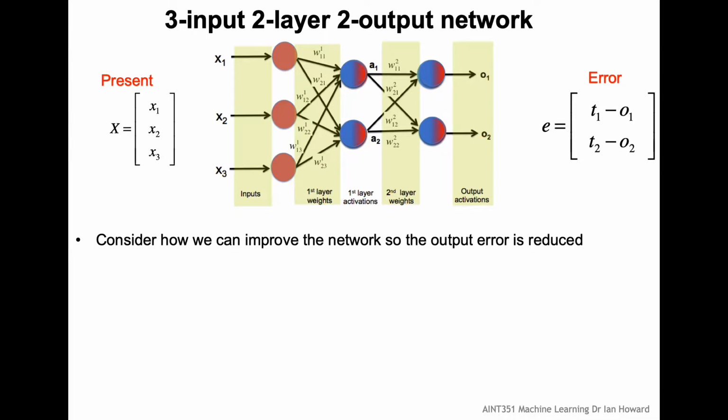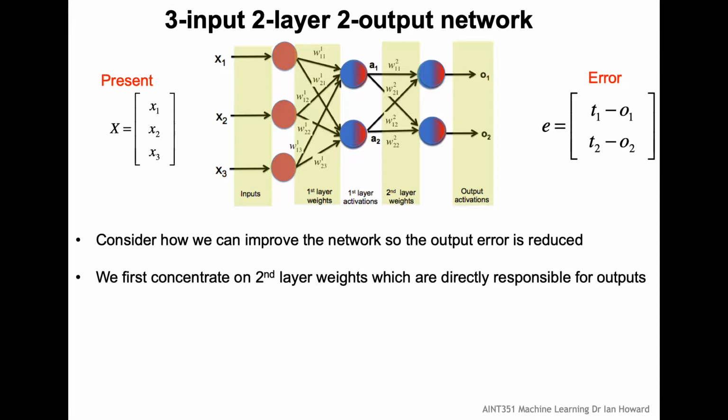So let's think about how the network, from an intuitive perspective, can improve its weight matrix so the output error is reduced. So let's first of all concentrate on the second layer weights. That's these ones here, because they're closest to the output. And the closer we are to the actual output, then the closer we are to the actual error we can directly compute.